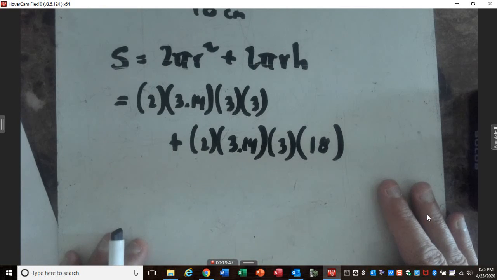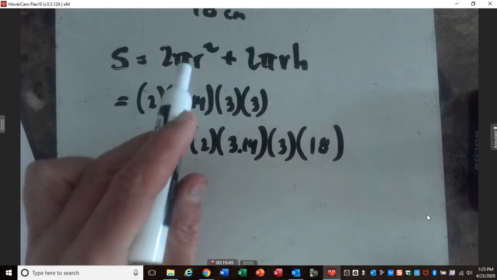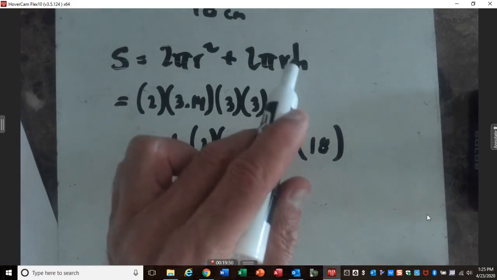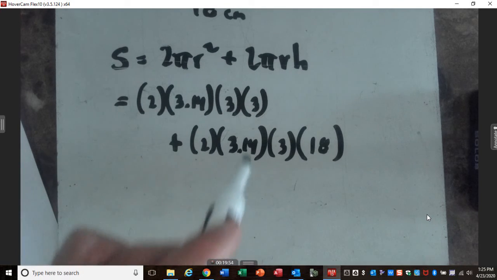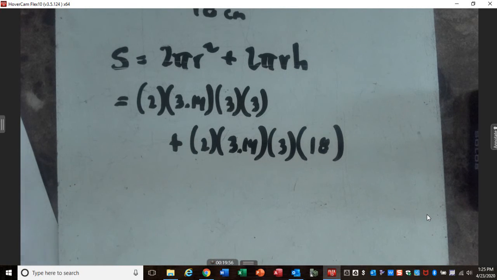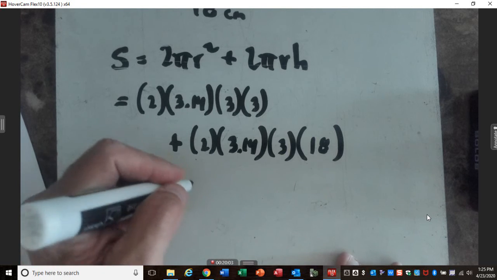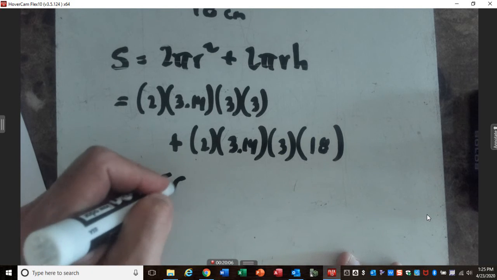Okay, so we put all the numbers in. We put the 3 in for the r. We put the 18 in for the height. 2 is 2. Pi is 3.14. All right, take your calculator. Let's crunch the numbers. 2 times 3.14 times 3 times 3 will give you 56.52. That's the first part, 56.52.